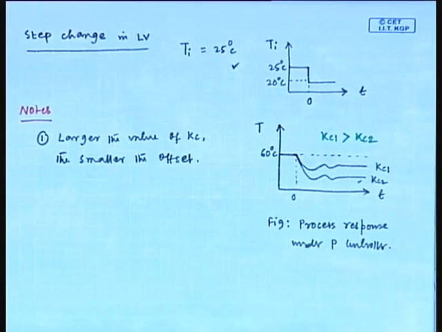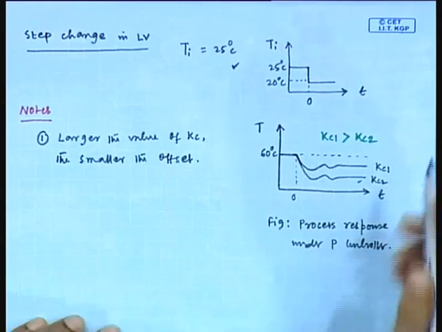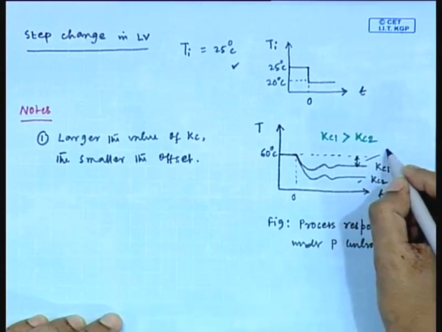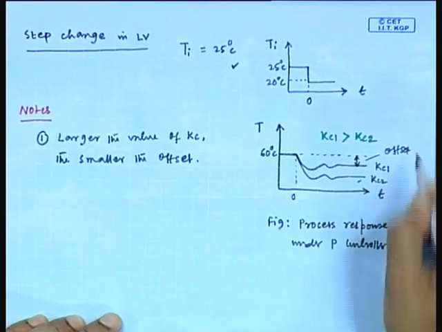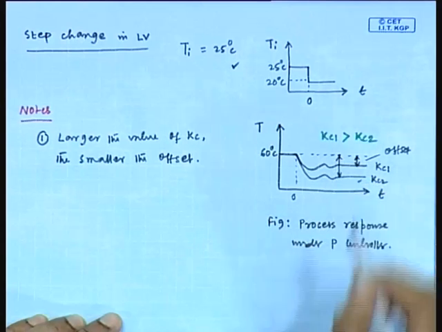This is the observation. If we introduce a step change in Ti, the tank heater system under P only controller responds in this way. That is why we concluded here that the larger the value of Kc, the smaller the offset. Fine. This is the offset for the case of Kc1, and for Kc2, this is the offset.